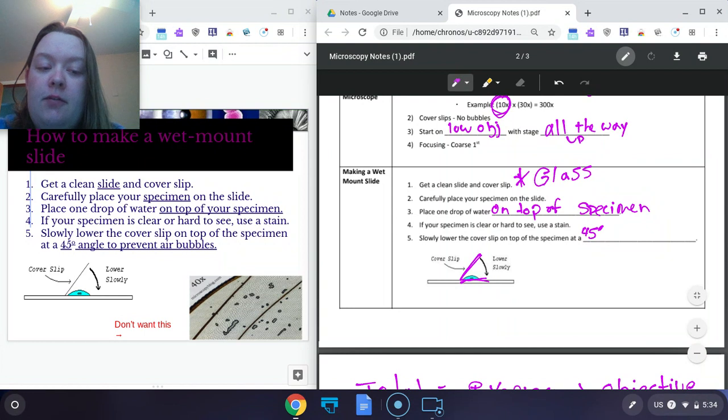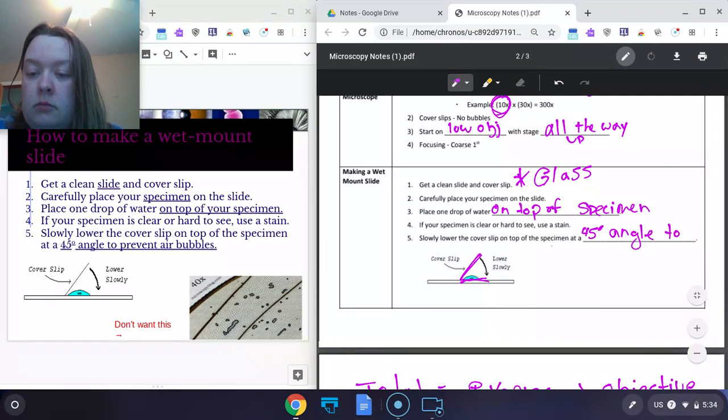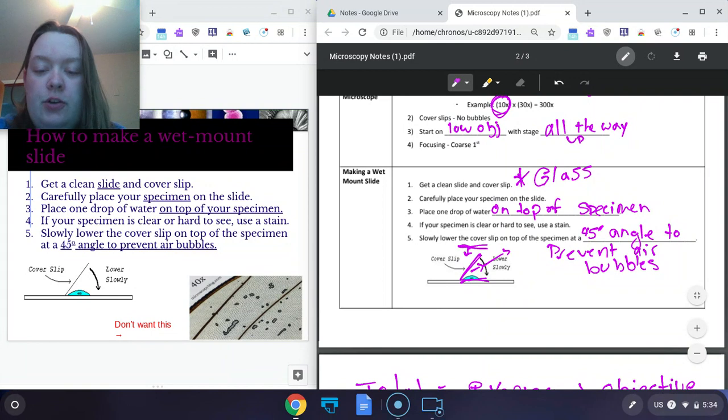The reason you use a 45-degree angle is to prevent air bubbles. If you were to hold your cover slip perfectly flat up here and drop it down, air would get trapped. Versus if you hold it at an angle and then drop it, the air is going to be forced out and should not get trapped. You do not want your specimen to be under an air bubble, or you're not going to be able to view it properly.